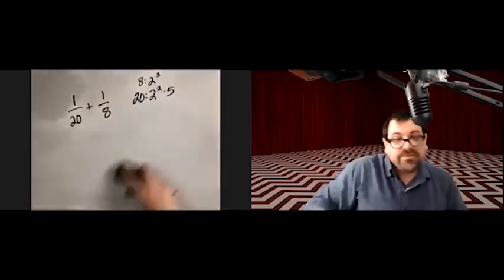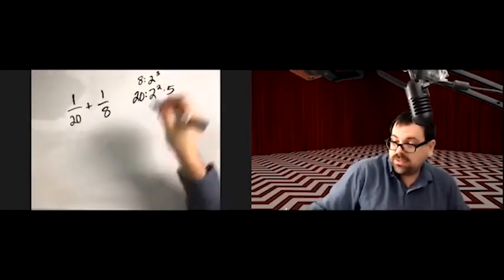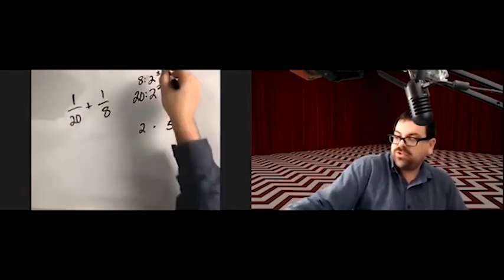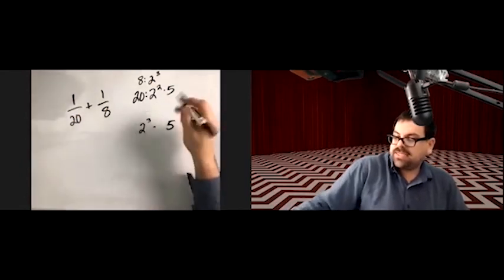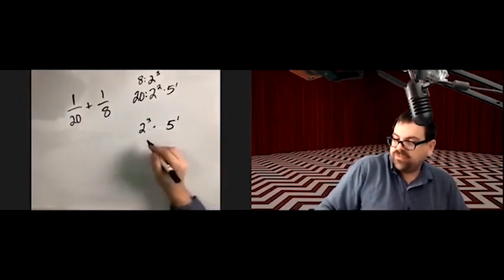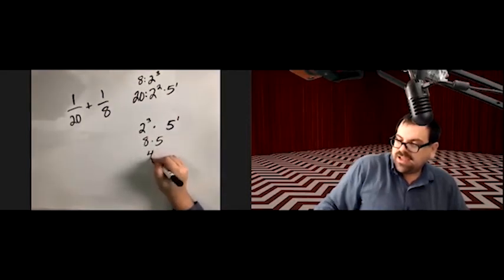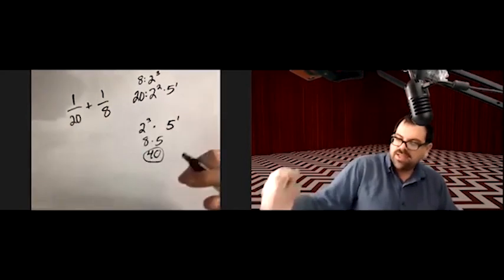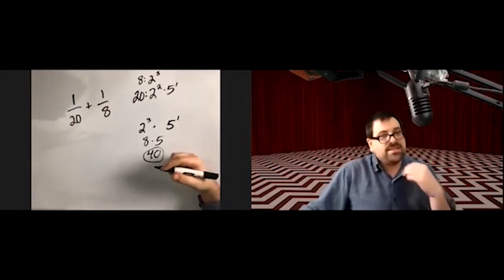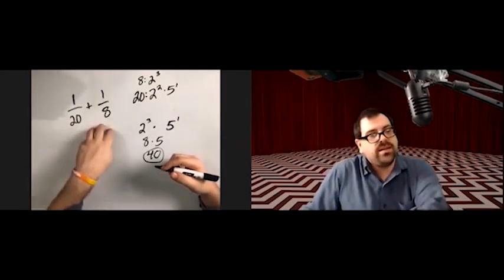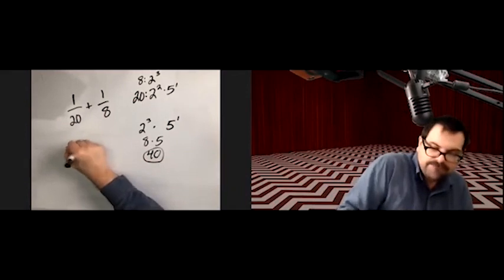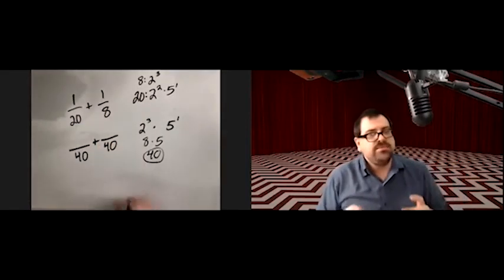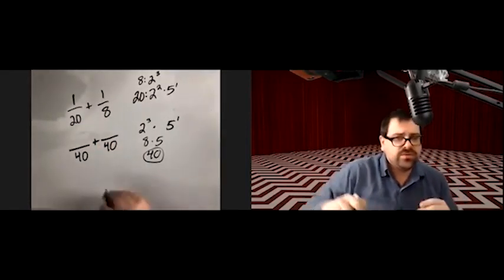Let's do our rule. Every factor to the highest power. We have a 2, we have a 5. The highest power of 2 we see is a 3. The highest power of 5 we see is just 5 to the first. That's 8 times 5, which is 40. So the least common multiple of 8 and 20 is 40. That means the least common denominator of 1/20th and 1/8 is 40. Which means both of these fractions need to be rewritten as fractions over 40.